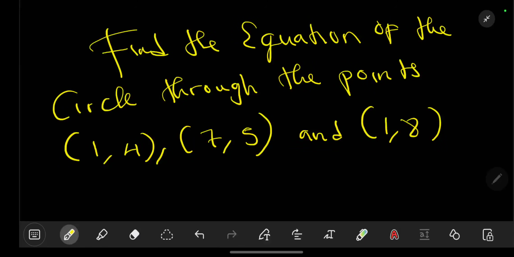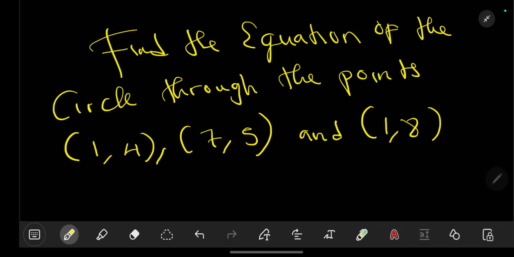So here today we are going to be looking at the equation of a circle, how you can come up with the equation of a circle provided with coordinates. We are told to find the equation of the circle through the points, so the circle passes through these points. So how are you going to find the equation of a circle provided with that?